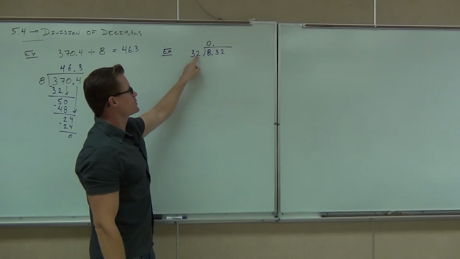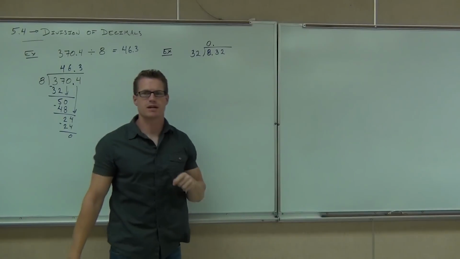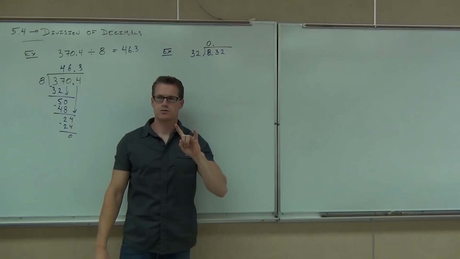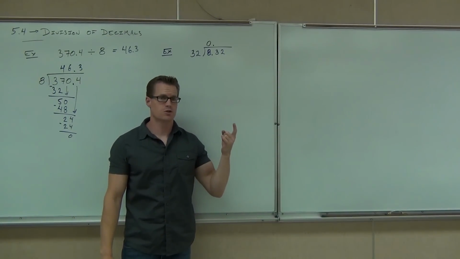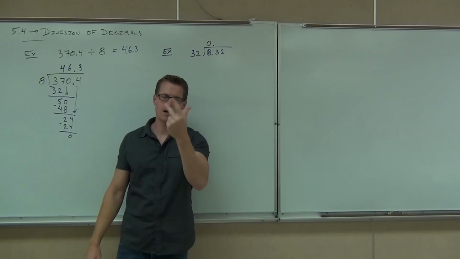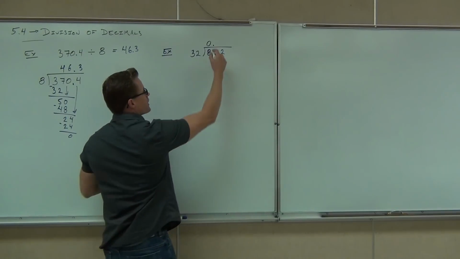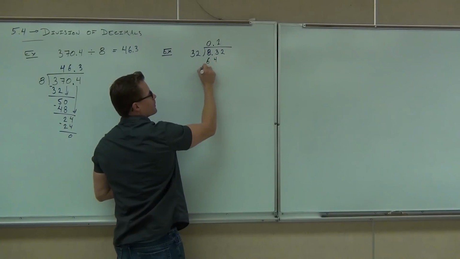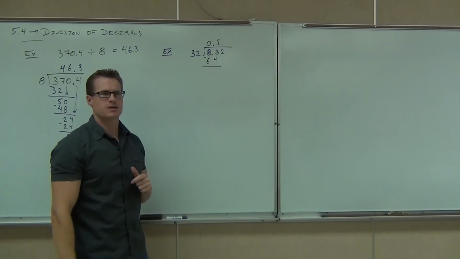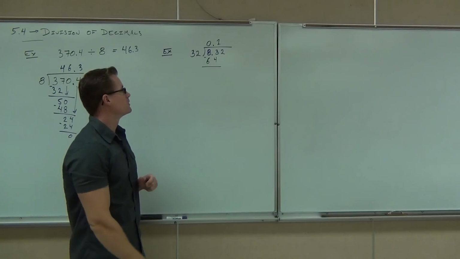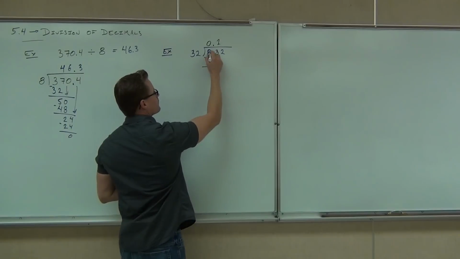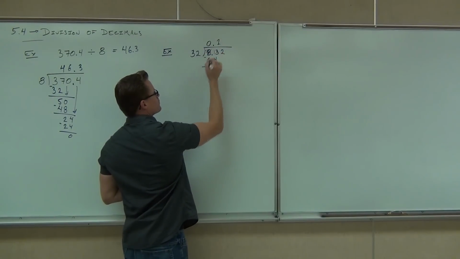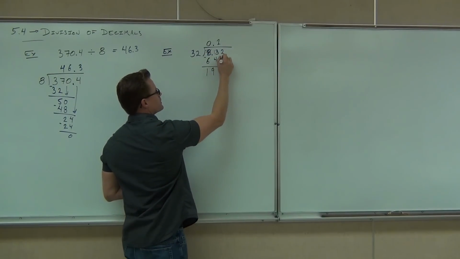How about 32 into 83? How much is that going to be? Twice. You could estimate, right? Use 30 if you'd like to. 30, 60, too much. So 60, that's 2 times. And then we'll multiply, we'll get 64. Of course, we subtract, how much do we get there? 19. Yeah, it looks like 19 to me.